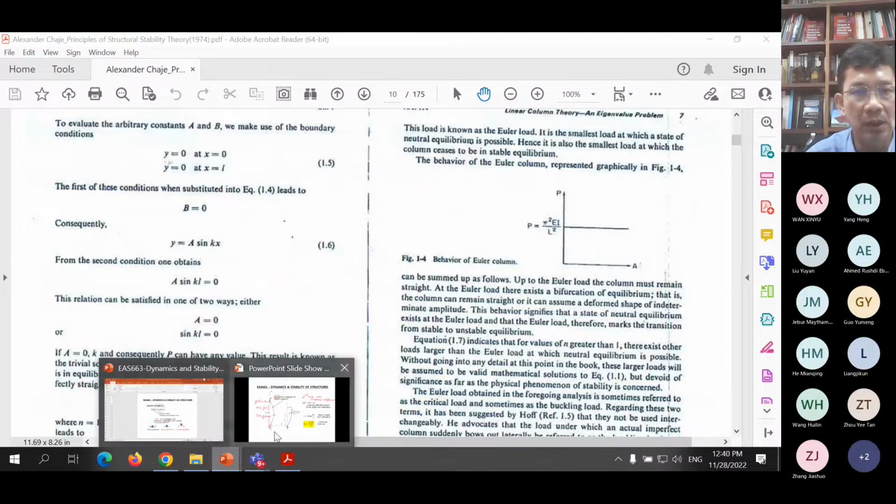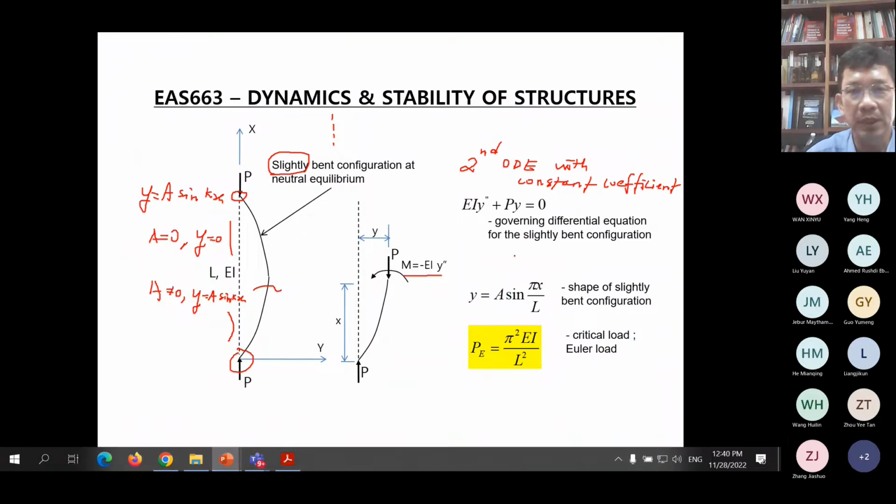So if I come back to summarize, whatever explanation was given in detail in the book chapter just now: for the Euler column, this is the shape of the slightly bent configuration at this particular Euler load, or the critical load, which is pi square EI over L square. And this A sine pi x over L represents this curve here. A is indeterminate. We do not know what A is, but we know that this shape is in the form of a half sine wave. We do know that it is in the shape of a sine.